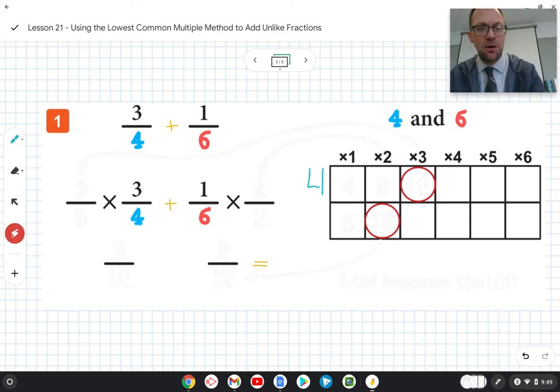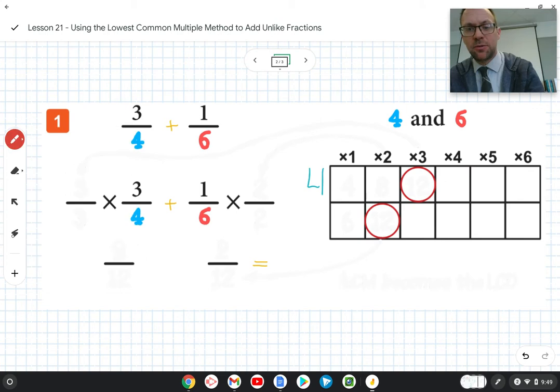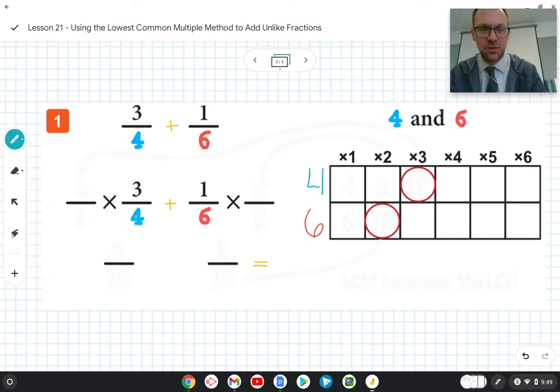All right, now we have the other denominator, the 6. And it's been rewritten over here. And I'm going to rewrite it down here next to our second row, just like that. All right, it's time to find common multiples, the lowest common multiple for 4 and 6. So let's start with 4.